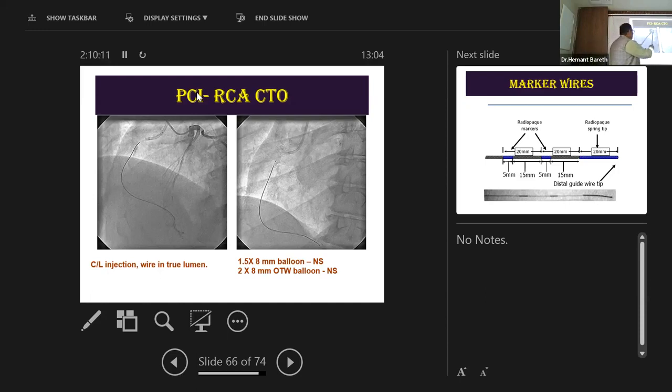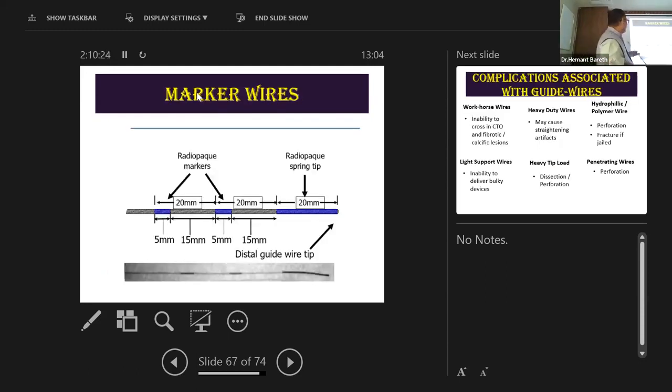Because always, if you do CTO, it's a good idea to do contralateral injections, and through contralateral injection, it was proved that the wire is in the true lumen. Then lumen dilation was done, and finally the PCI was done.